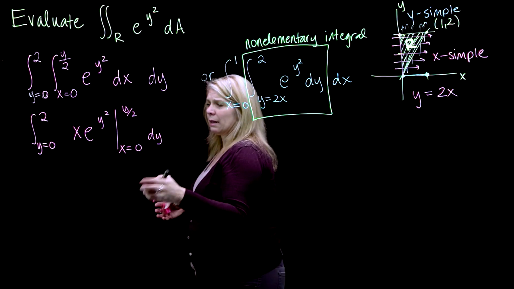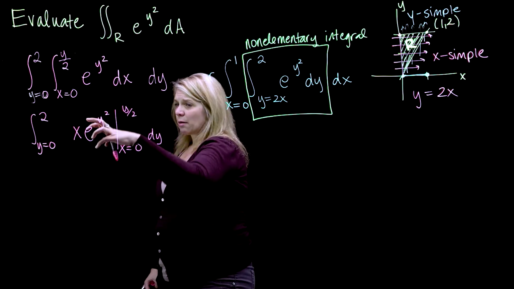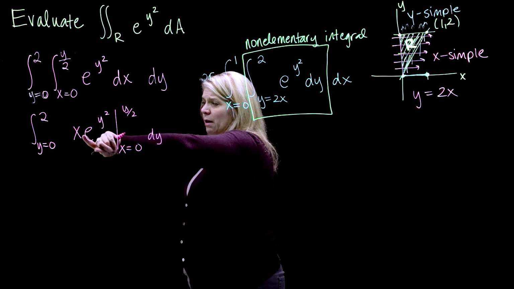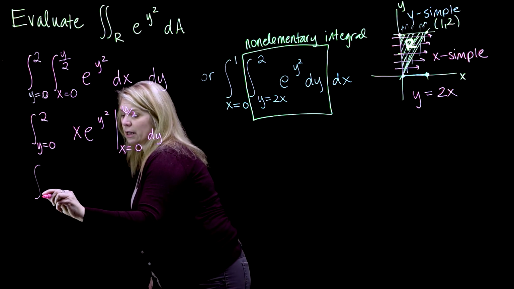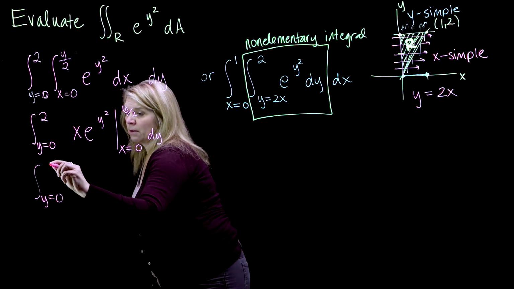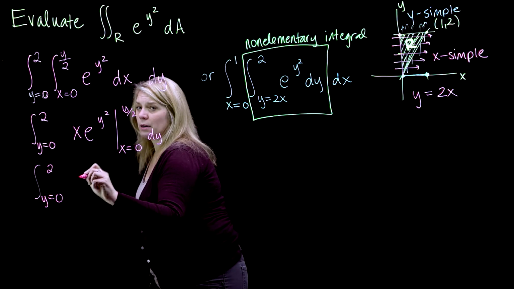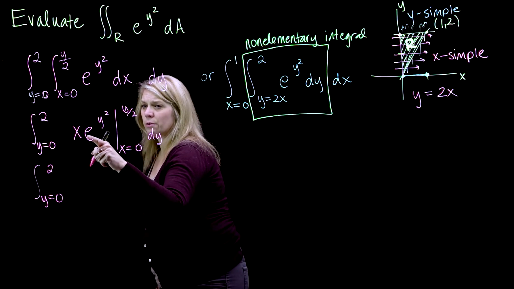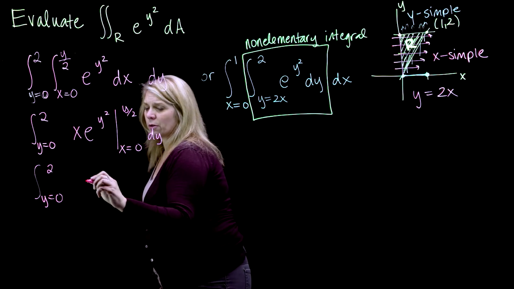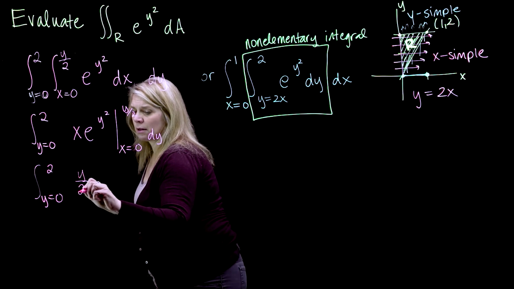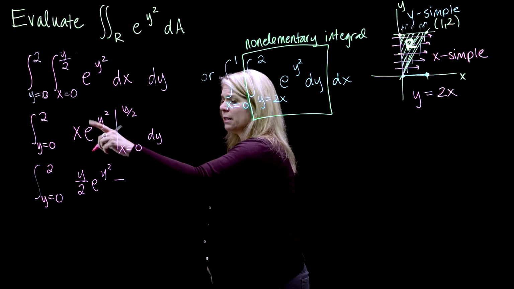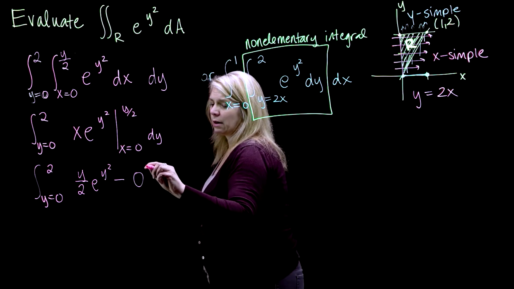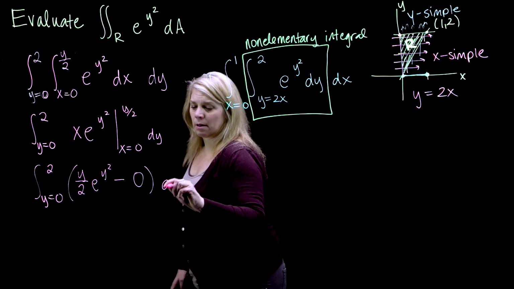Okay, plugging in my limits of integration. So I found my antiderivative. I'm now using the fundamental theorem of calculus with those limits of integration here. So I plug in my upper limit of integration. So I'll have y over 2 times e to the y squared. Remember, those are going in for x. And then I'll have minus 0 e to the y squared. So I don't even really need to write that part.